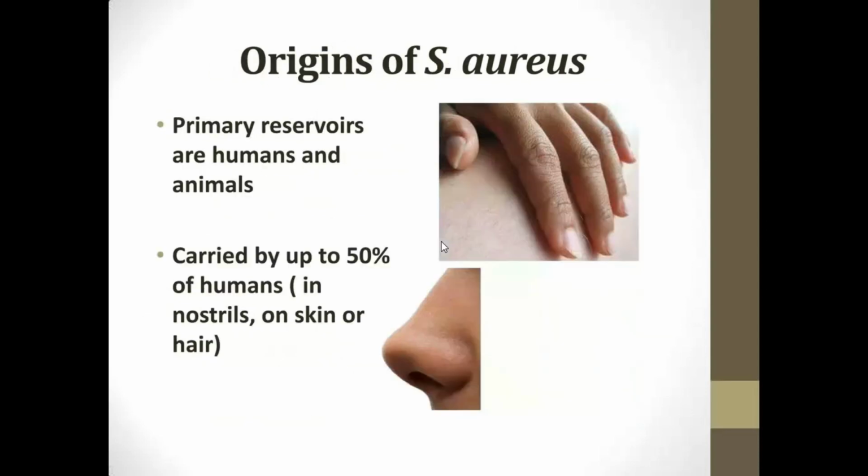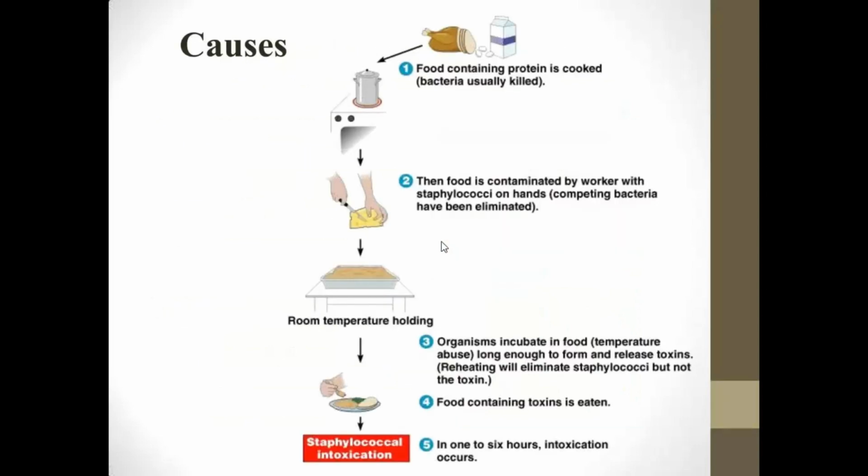So that is the macroscopic and microscopic observation of staphylococci under the microscope as well as on culture plates. Now, talking about how S. aureus can be considered one of the important human pathogens. We all know that S. aureus has a primary reservoir in both humans and animals, and it is carried by around 50% of humans. They reside in your nostrils, skin, and hair as normal flora, and as opportunistic pathogens, these staphylococci are responsible for causing infections.